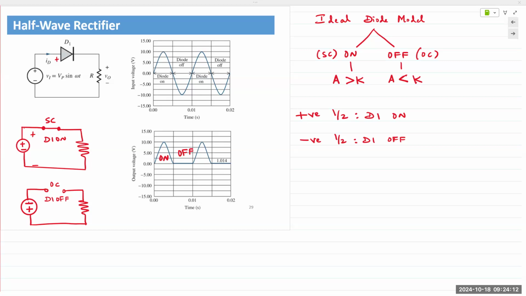All right, any questions? Does this make sense? Positive half cycle, diode is on. Negative half cycle, diode is off. That's it. As a circuit designer, if you go to work as a circuit designer, this is the first step you would take, whether you're a circuit designer or you're performing any sort of analysis. This is the first step.